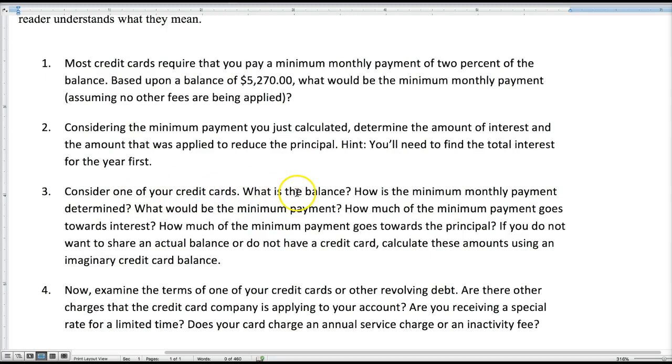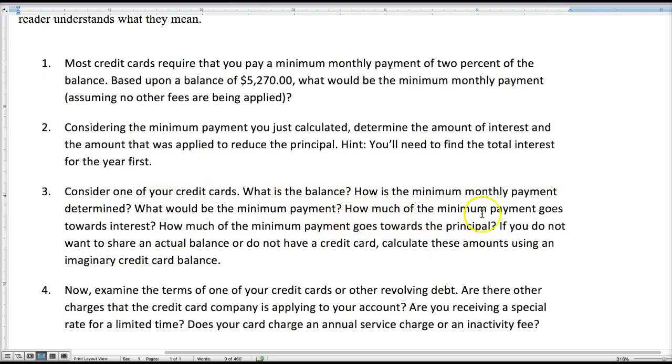So it says, what is your balance? What is the minimum monthly payment? How is the minimum monthly payment determined? So in other words, you need to figure out from your particular credit card, are they using the 2% rule for minimum monthly payment? Or are they using the 3% rule? Or are they using something else? You need to figure that out.